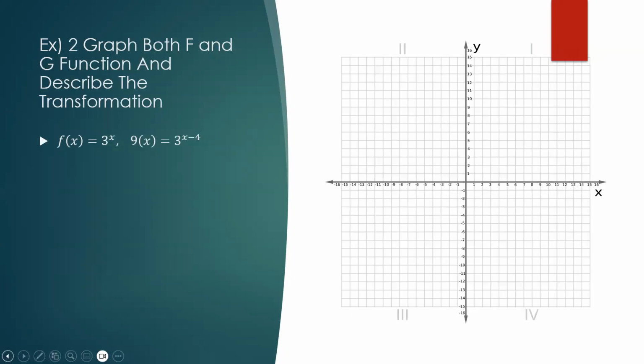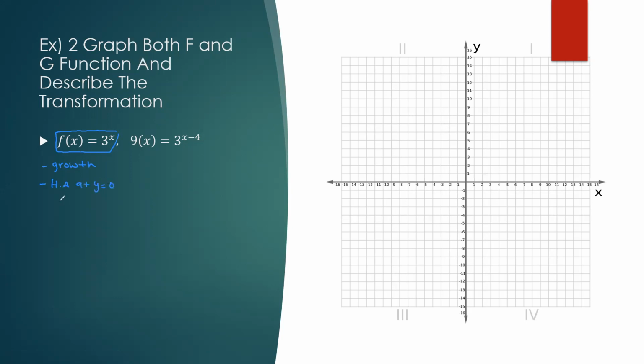Let's do example 2. Graph both f and g to describe the transformation. Okay, so this is fine. It's not too bad. What do we know about this graph? It is a growth. It doesn't have a vertical asymptote. It doesn't have a vertical shift. So we know that the horizontal asymptote is at y = 0.